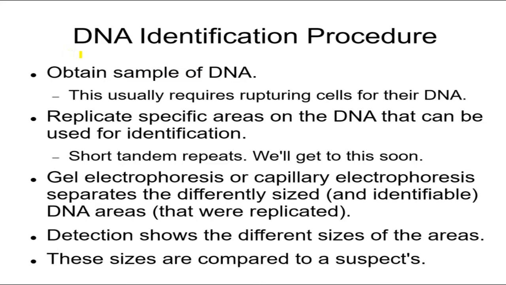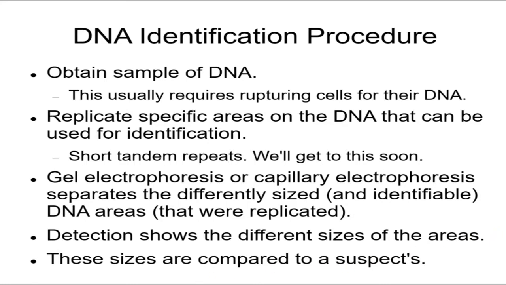The basic idea is to get first a sample of DNA, then you replicate the areas of the DNA. These are the STRs, the short tandem repeats. We'll talk about this soon, presumably. Then we do a gel electrophoresis or capillary electrophoresis on it. This will be able to identify how each person has a different one of these areas. We'll detect it based on the size, and we'll compare the size to that of a suspect.